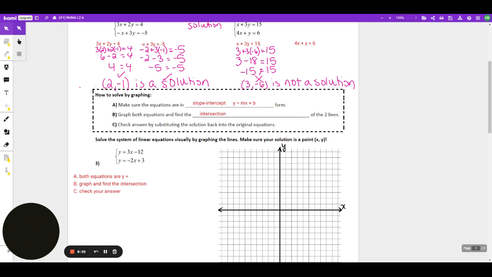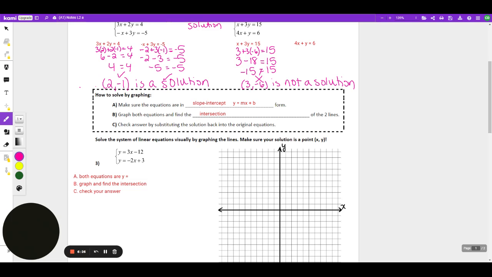So I can solve this set of equations here in question number 3. I can solve this set using either graphing, substitution, or elimination, and it does not matter. I would get the same answer no matter what. So let's go ahead and see how we would solve this using graphing.